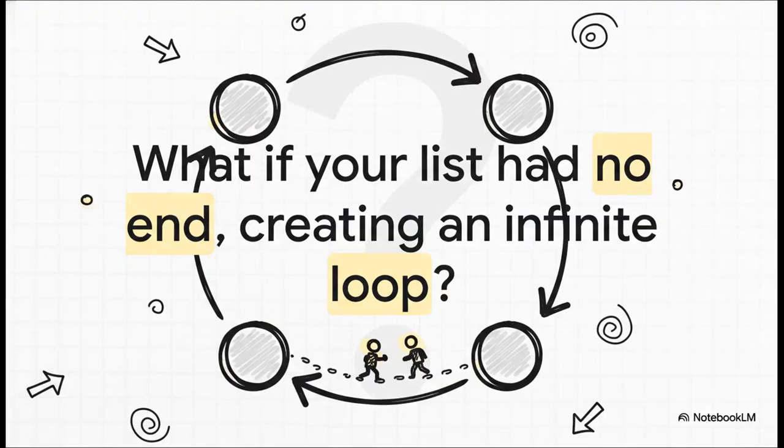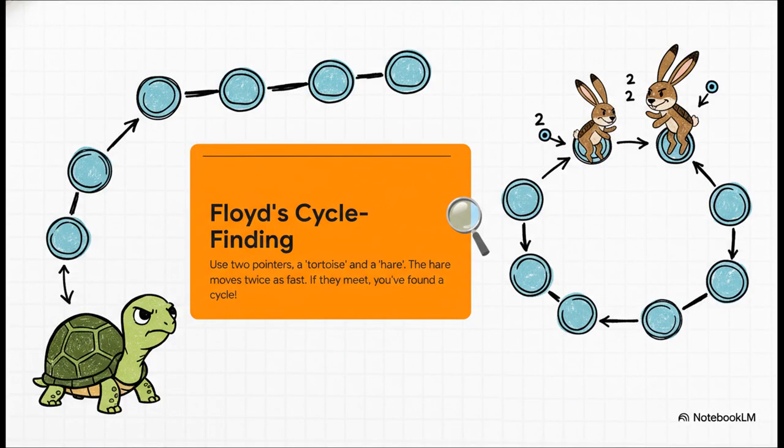All right, first puzzle. Imagine you're walking down your linked list, but you never ever reach the end. You just keep going and going. You're trapped in an infinite loop. Why? Because somewhere in the chain, a node's next pointer doesn't go to a new node, it points back to one you've already seen. So the question is, how do you figure out you're in a loop without getting stuck in it forever?